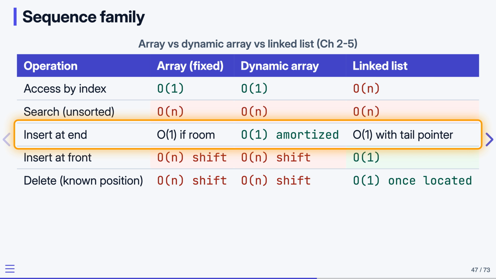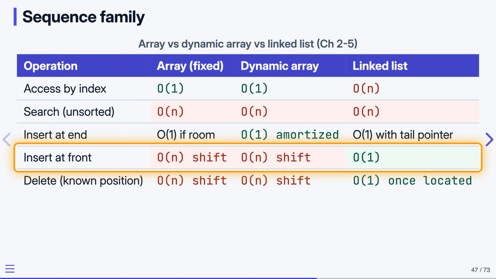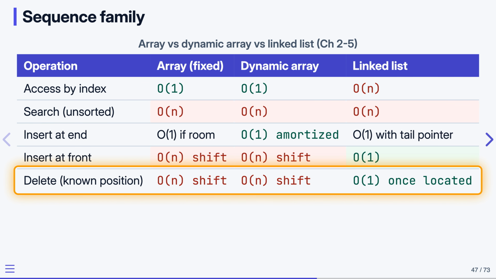Adding at the end is cheap for all three. Big O of 1 if the fixed array has room, big O of 1 amortized for a dynamic array, and big O of 1 for a list with a tail pointer. Adding at the front is where they split. Both arrays shift everything over, big O of n. A linked list just relinks the head, big O of 1. Deleting at a known position is the same story. The arrays shift, big O of n. A linked list unlinks the node in big O of 1 once you are already there.